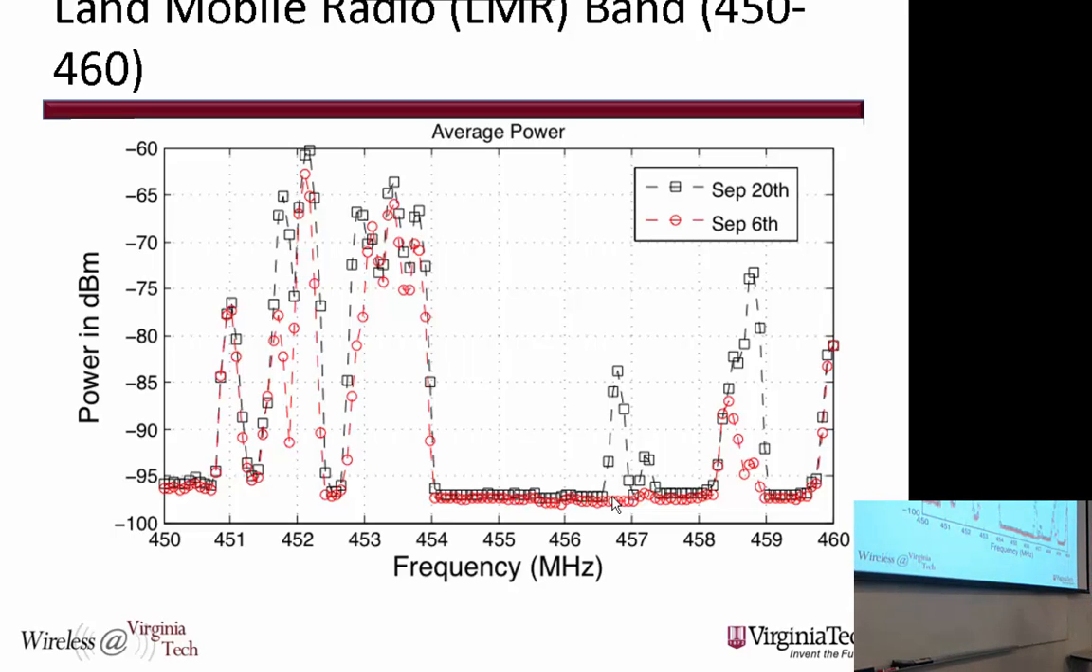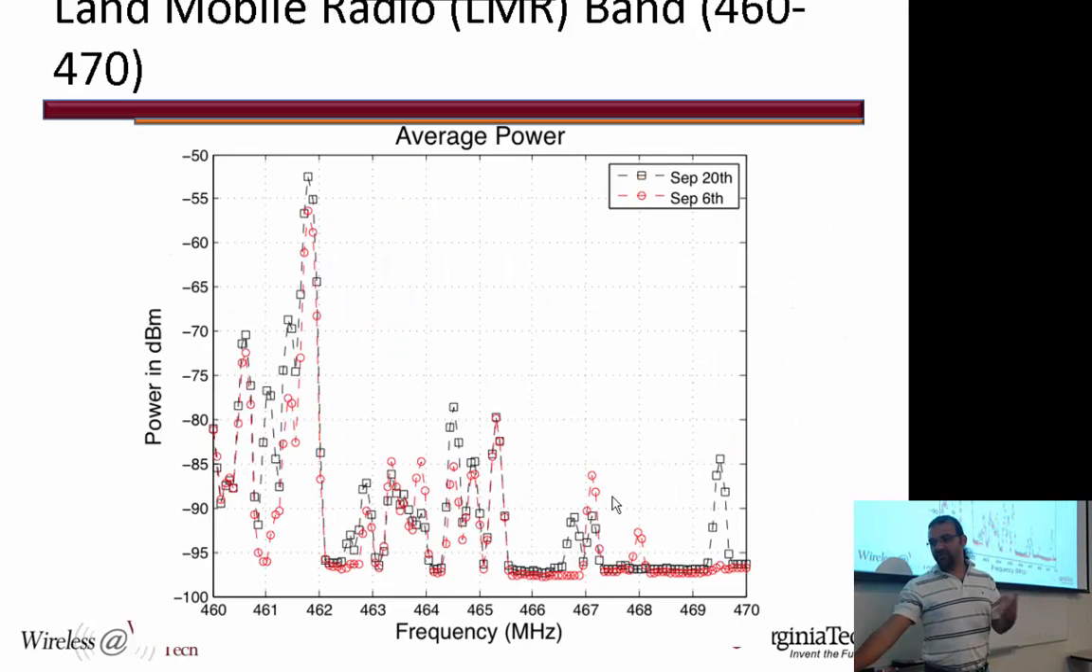Some bands that were almost not used at all had some peaks. This band is mainly used by the VT Police Department, the Blacksburg Police Department, and Virginia Tech campus services like parking services and the BT bus. Whatever we will do, as I will show later, was mainly focusing on the BT bus channels. This is the 460 to 470, which is the rest of the band.